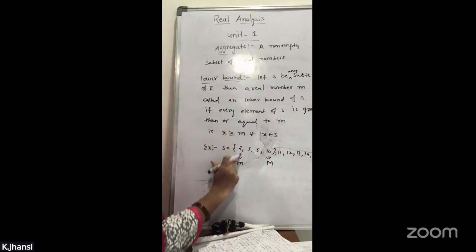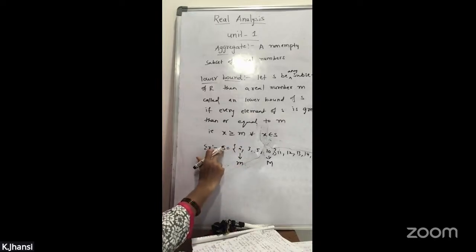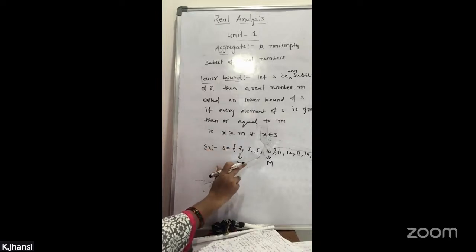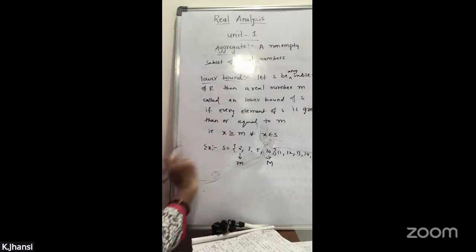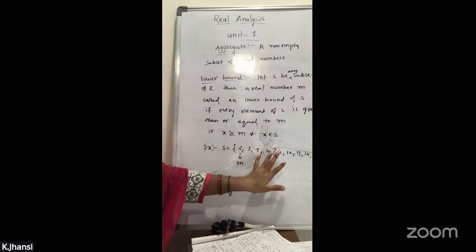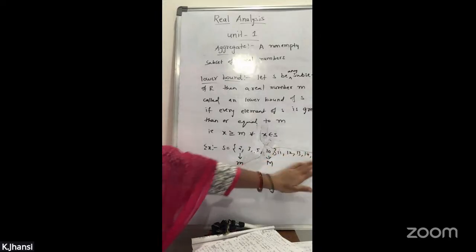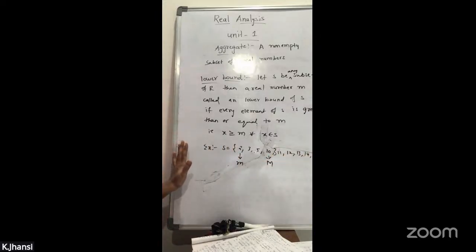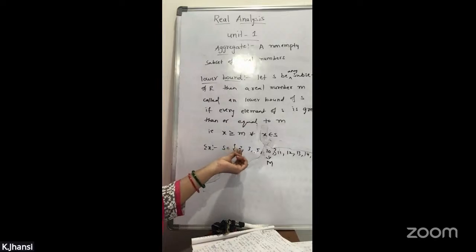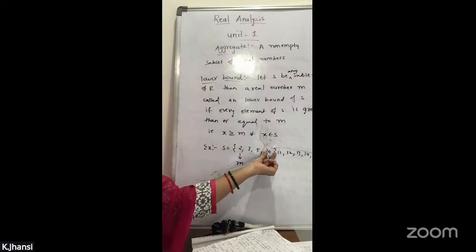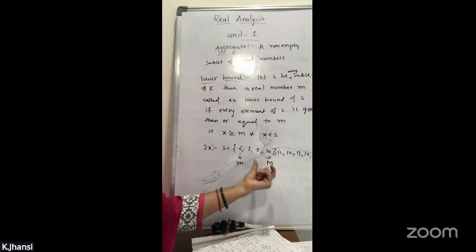So whatever element you are taking from the set S of this type is called a lower bound. Outside the set, you may have an infinite number of lower bounds, and likewise an infinite number of upper bounds. But in the set, we consider this as the least value, so it is called the lower bound. It is considered as the greatest value, so it is called the upper bound.